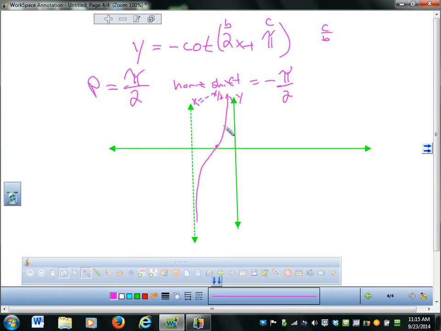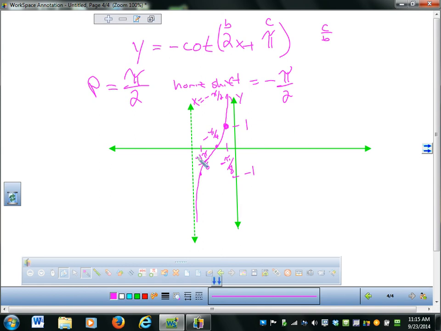If you want to graph some other points, this would be negative pi over 4, right? Since that's negative pi over 4, this would be negative pi over 8, and this would be negative 3 pi over 8. And since there's no stretch factor out here, those points would just go up to 1 there and down to negative 1 down here. So that's what y equals negative cotangent of 2x plus pi would look like.